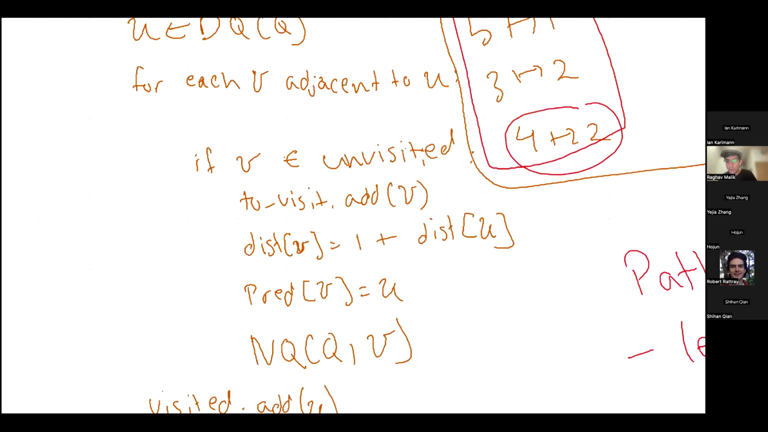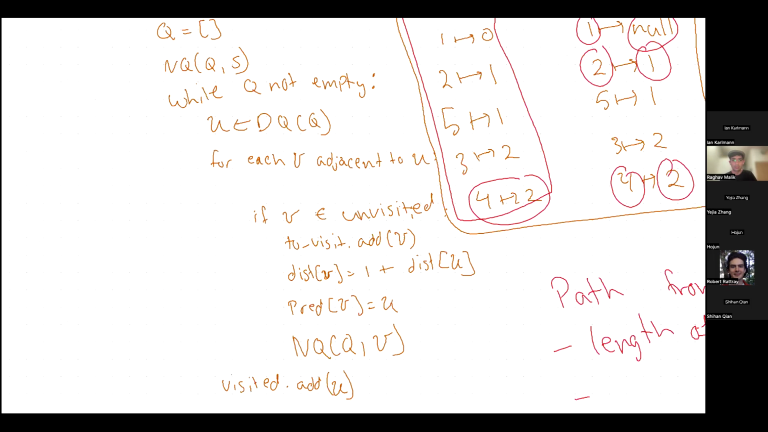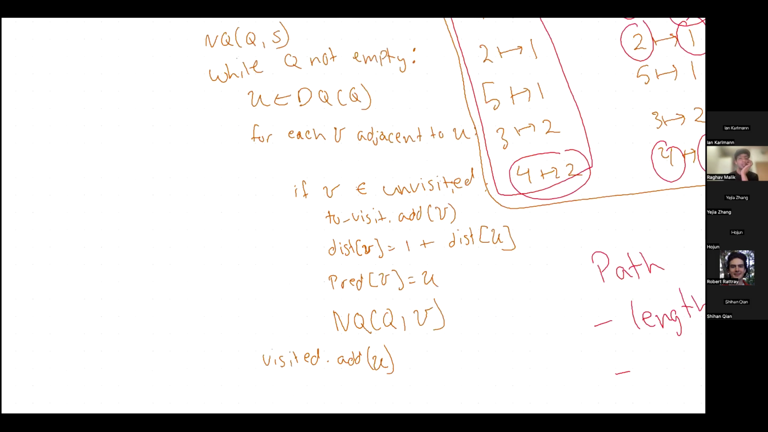Maybe I can pull up the pseudocode so you can take a look at that. How many steps does this take? If I have a graph with V vertices and E edges, how many steps does this take? How many times does this while loop run?